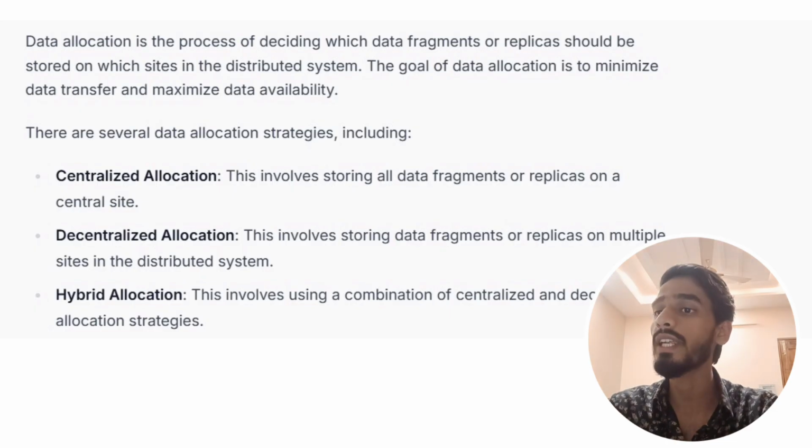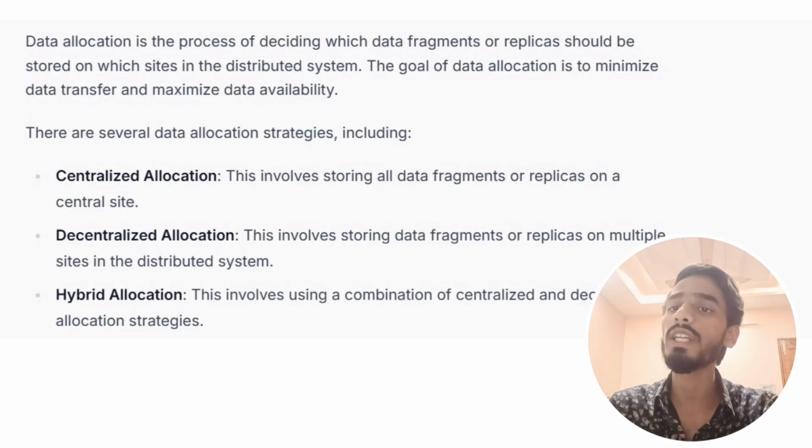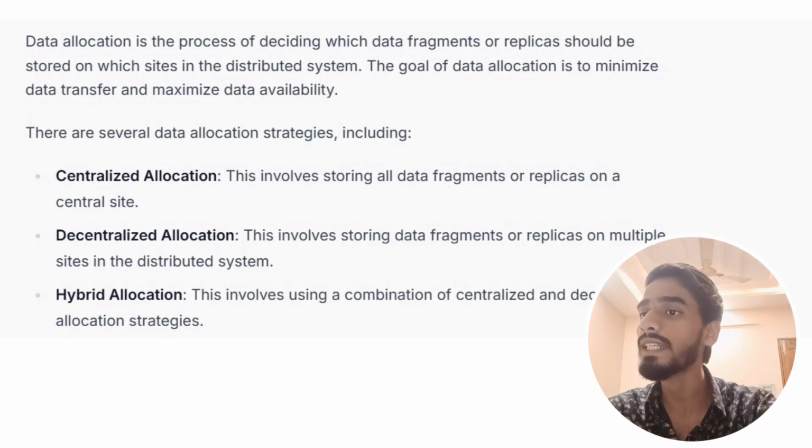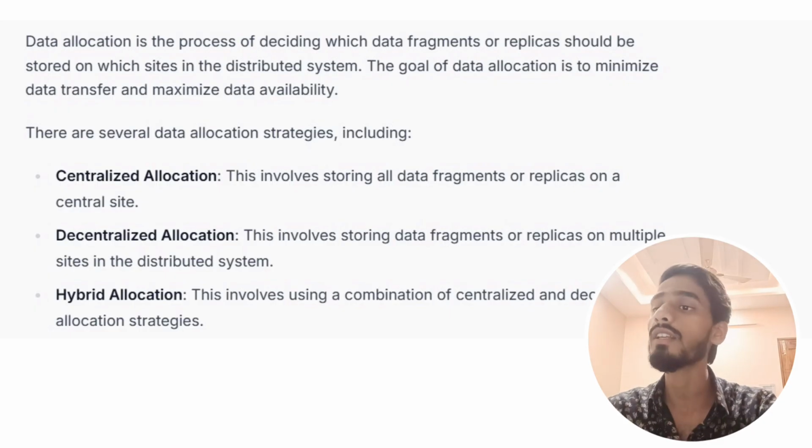There are several data allocation strategies, including centralized allocation. This involves storing all data fragments or replicas on a central site. Decentralized allocation. This involves storing data fragments or replicas on multiple sites in the distributed system. Next is hybrid allocation. This involves using a combination of centralized and decentralized allocation strategies.